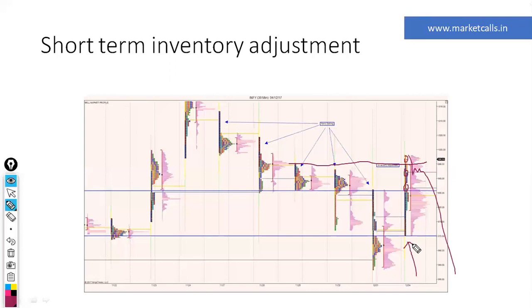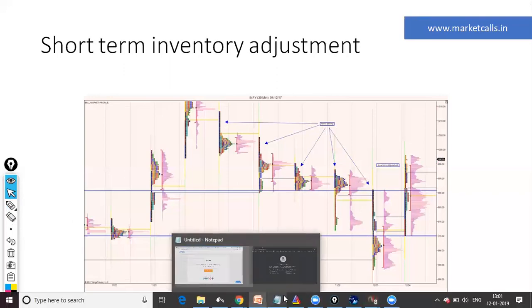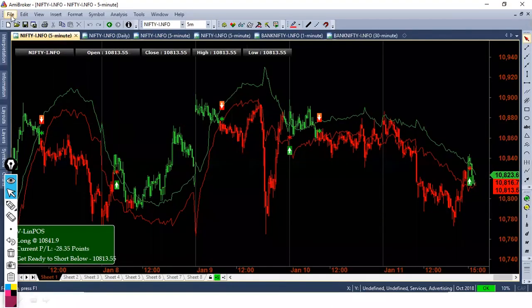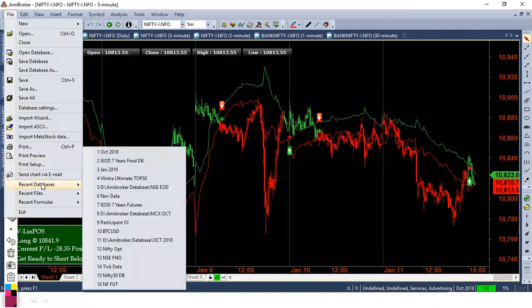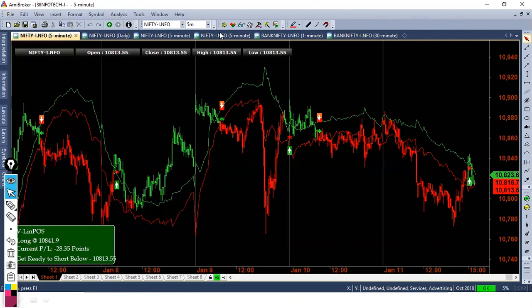So if you want to look into the 4th of December, this is 4th of December 2017. Maybe I'll go back to it. I have the historical data in Amibroker. I have the last 7 years of historical data, so we can check how the behavior was on that particular day.